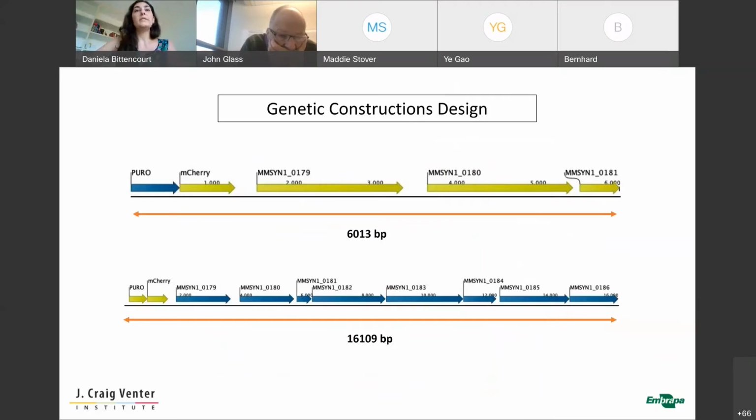We did 2 different constructions. In one, we added the 179, 180, and 181 genes. In the other construction, we added the 8 gene cluster all together. And we also inserted an emy gene, so we could see the minimal cell attached to the mammalian cell.